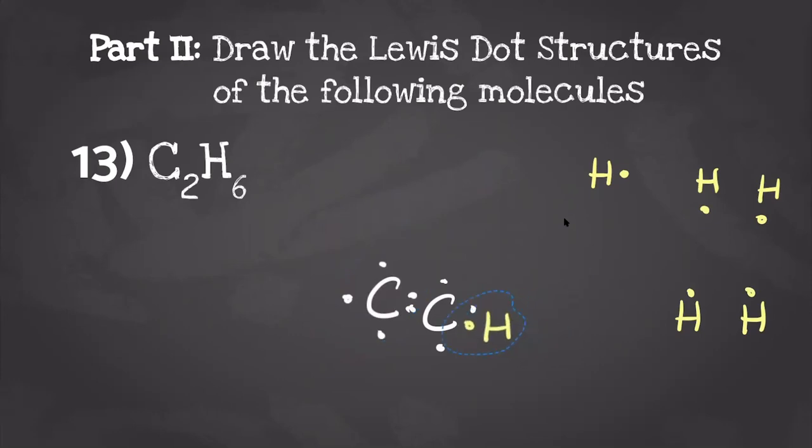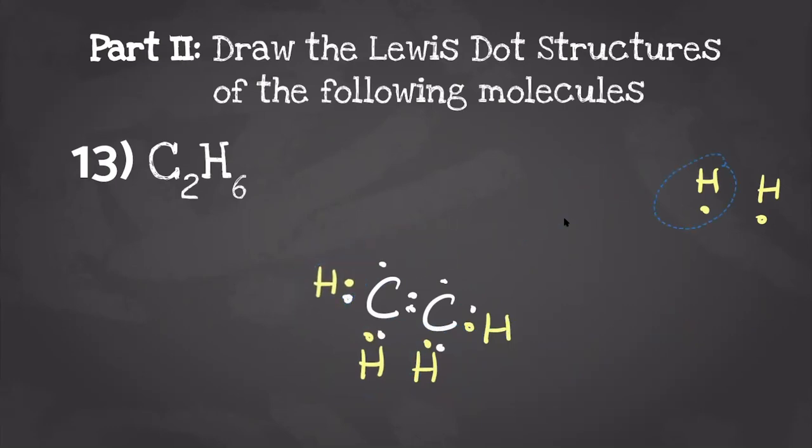This one might take a little bit more time since there are a lot more pieces than we're used to. However, it'll still give us a structure where everyone is happy. Each carbon is going to have 8, and each hydrogen is going to have 2, meaning every single atom in here is going to have a full shell. Last one for this section.